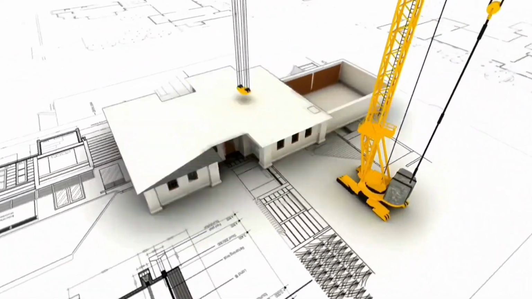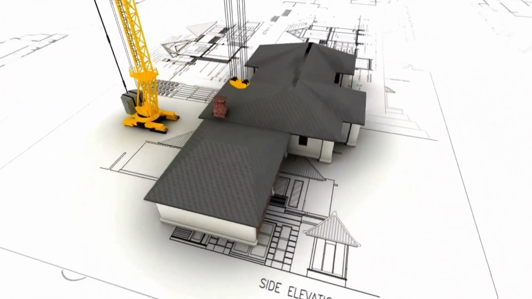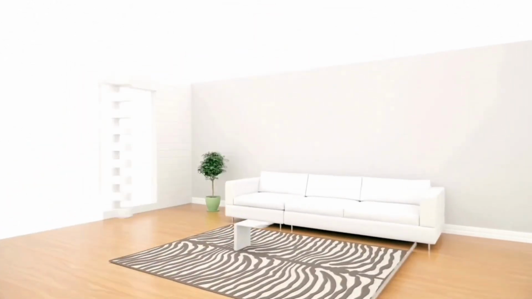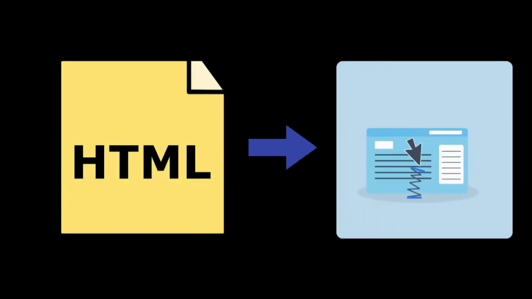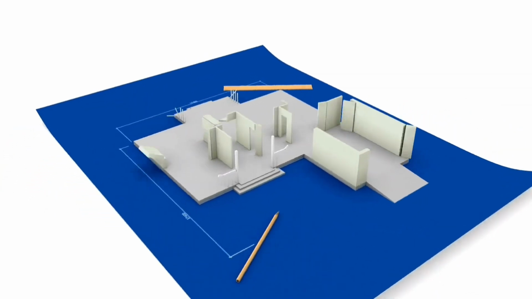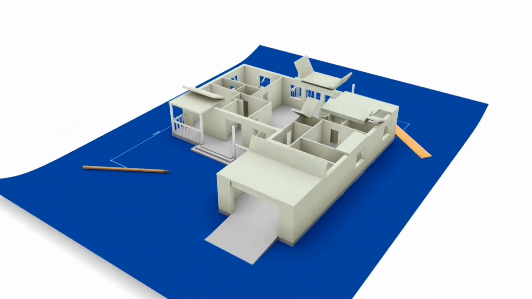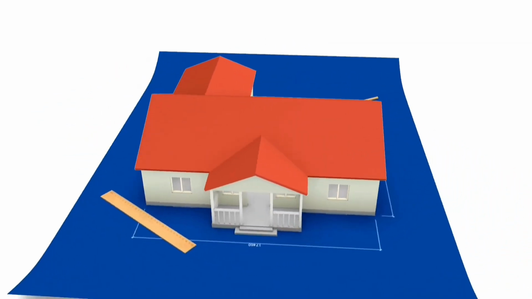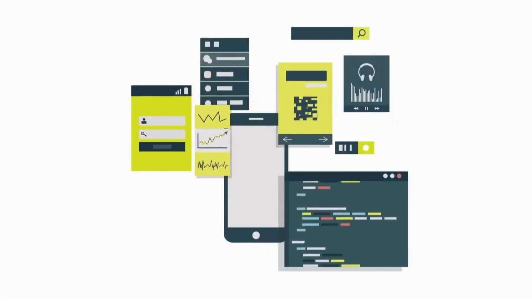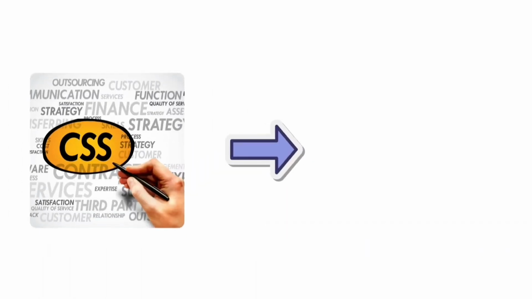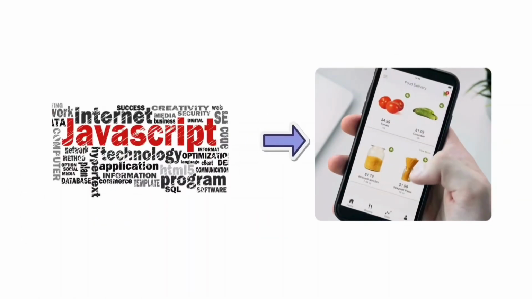If websites are buildings, then HTML is the structure of that building. Without walls, doors, and rooms, a building cannot exist. Similarly, without HTML, a website cannot exist. Now let's understand this with a real-life example. Imagine you want to build a house. The bricks and walls create the structure. The paint makes it look beautiful. Electricity makes things work. Similarly, in web development, HTML gives the structure. CSS gives the design. JavaScript gives functionality.